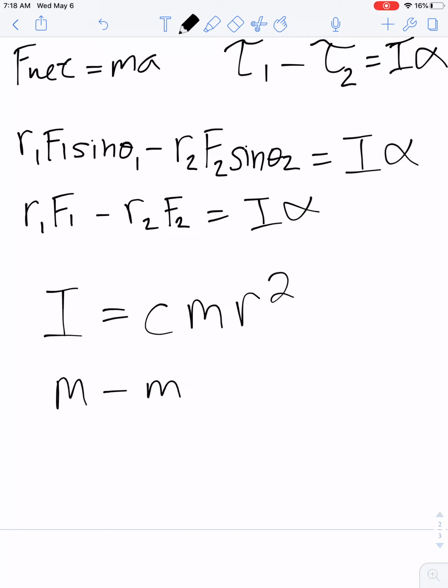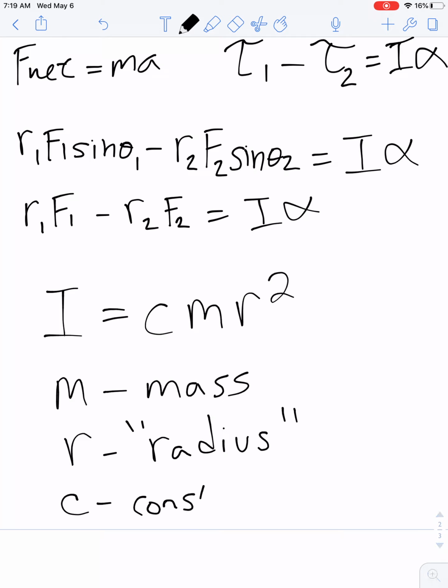M is just the mass. R is like the radius of the object. Sometimes that's a true radius, and other times it's not a true radius. We'll talk about that. But C is just a constant. It's important to know that C is greater than 0, but less than or equal to 1. So the largest value C can have is 1, which means the largest formula for inertia you can have is m r squared. Every other formula for inertia is going to be less than m r squared.